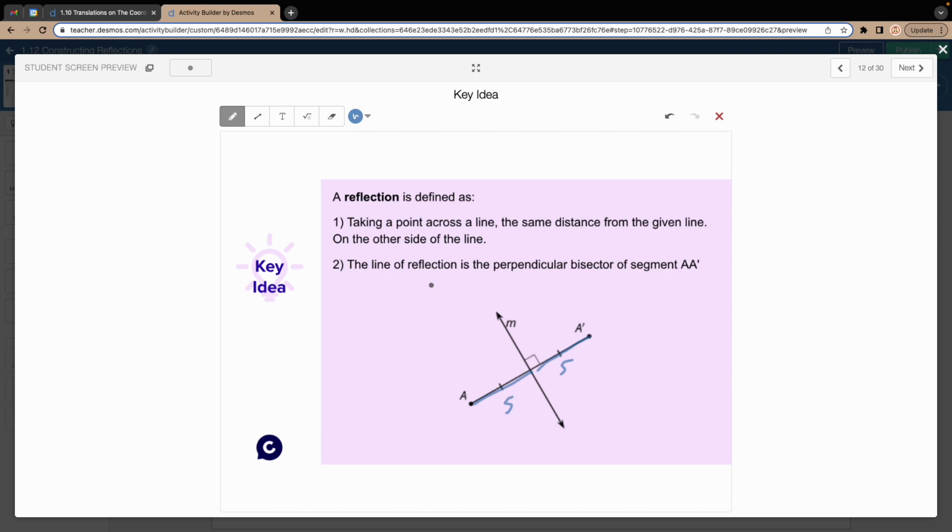The other big idea is that the line of reflection is perpendicular. There won't be a segment there, but if there was a segment there, that segment from A to A prime is perpendicular to our line of reflection. So if it was straight up and down, it's kind of easy. It would just flip to this side and it's the same distance away because it's perpendicular and the same distance away. And remember, this is called a perpendicular bisector.